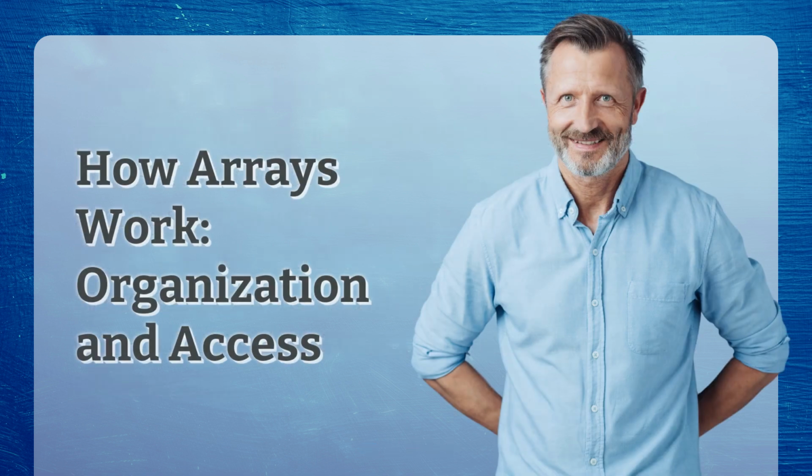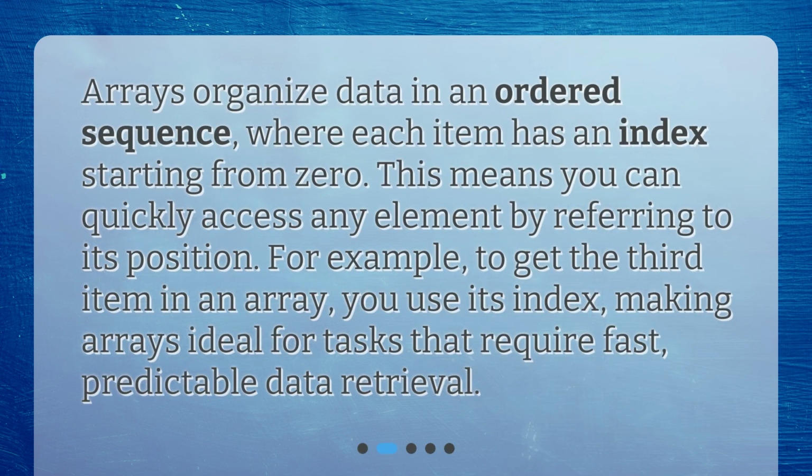How arrays work. Organization and access. Arrays organize data in an ordered sequence, where each item has an index starting from 0. This means you can quickly access any element by referring to its position. For example, to get the third item in an array, you use its index, making arrays ideal for tasks that require fast, predictable data retrieval.